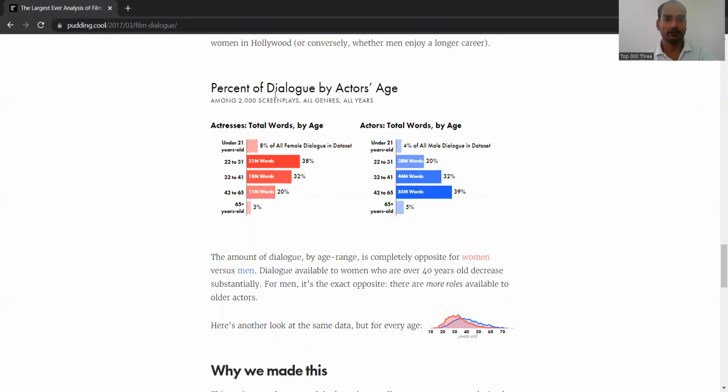Then the percent of dialogue by actors' age. Under 21 years old, 8% of all female dialogues in the database. Then 22 to 31, 21 million words, that is almost 38%. 32 to 41, almost 18 million words. Okay, so in this way they have done it, and you can see that 65 plus years old have only 5%. But in contrast to this, under 21 years old is only 4%.